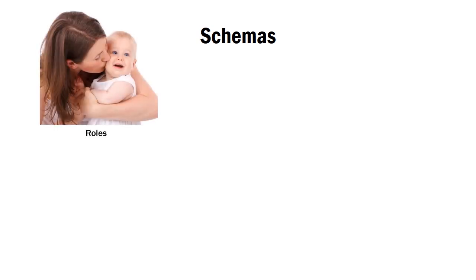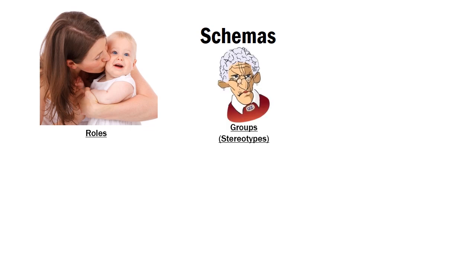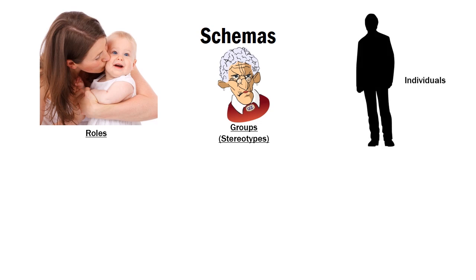For example, we might have schemas about different roles that we play, different social roles. So if I find out that someone's a mother, I might have different associations with that role than if I find out that this person plays some other kind of social role. We also have schemas about groups. These are stereotypes. We'll talk a little bit more about that later, but this is a very social way in which we use schemas to make assumptions about people, to judge people, and to make decisions that are based on stereotypes rather than individual information. We also have schemas about individual other people.